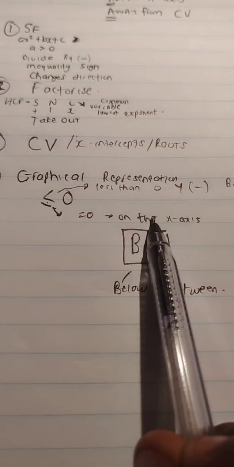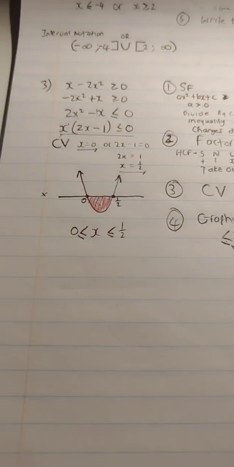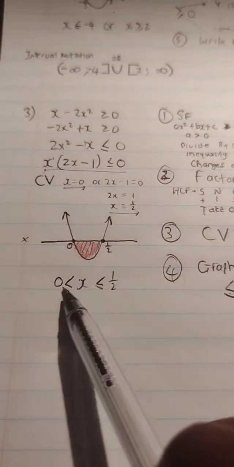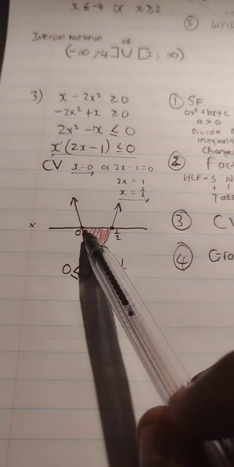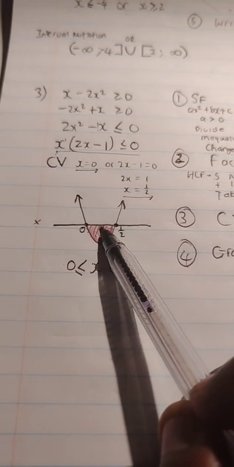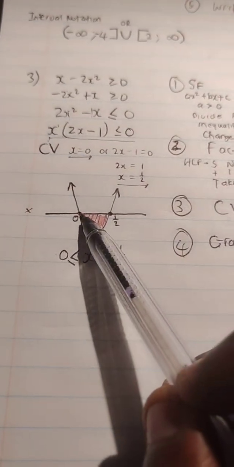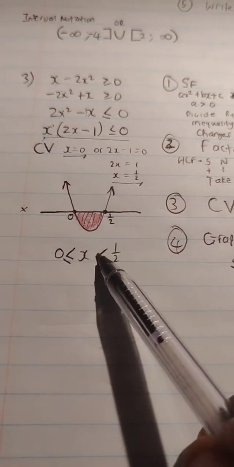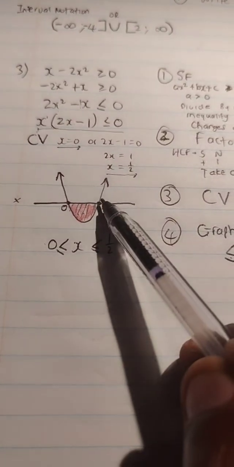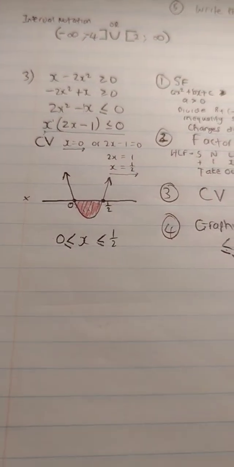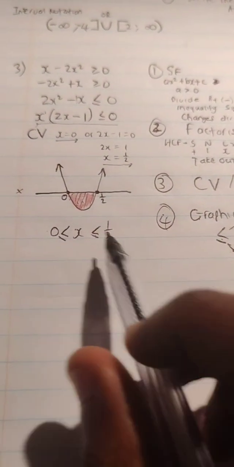The equal to 0 part means on the x-axis, it means equal to 0 and equal to half. That is the answer. X is greater than or equal to 0, that's the side, and equal means on 0. But less than this side or equal to half, that's on half. That's your final answer for 2 marks.